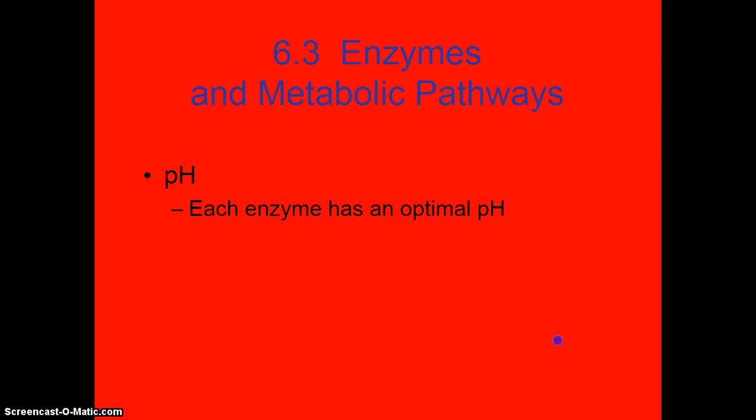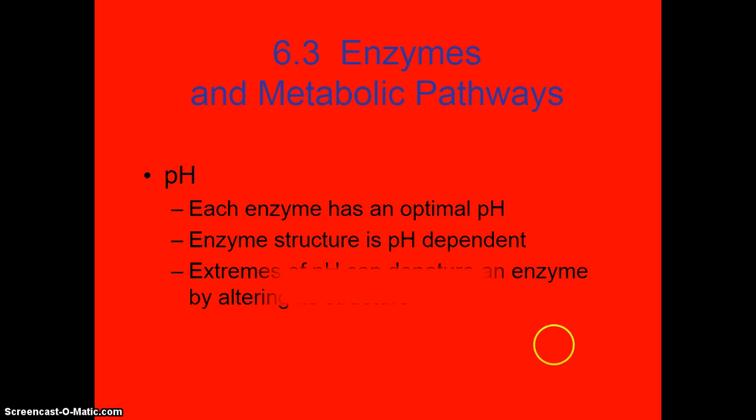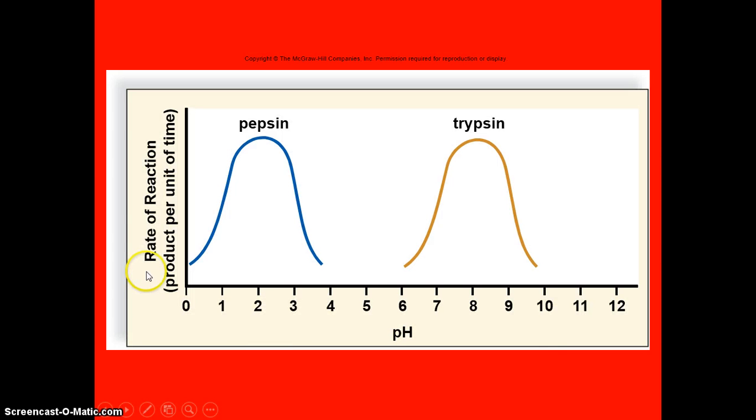pH. Each enzyme has an optimal pH level. Enzyme structure is pH dependent, and remember pH is whether something's acidic or basic. Extremes of pH can cause denaturation, which is what happens with temperature extremes, and it can alter the enzyme structure.